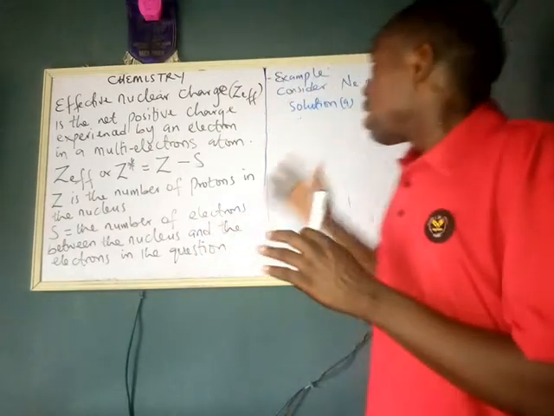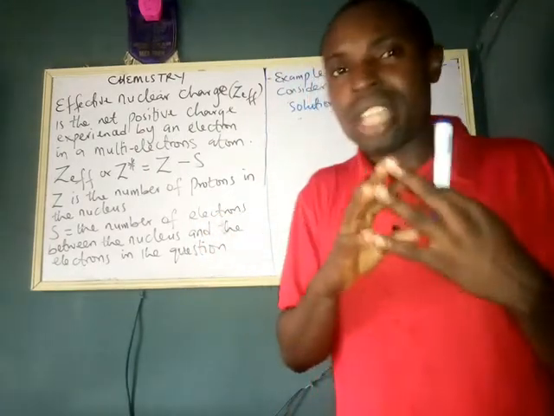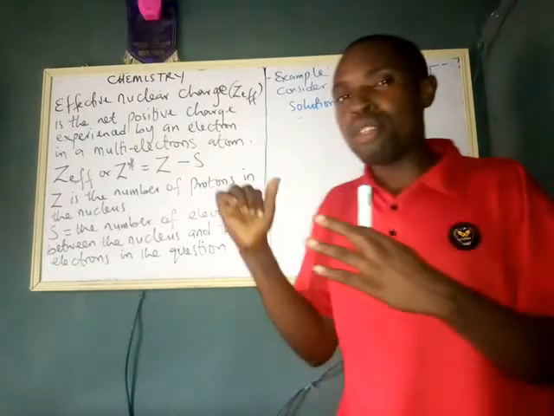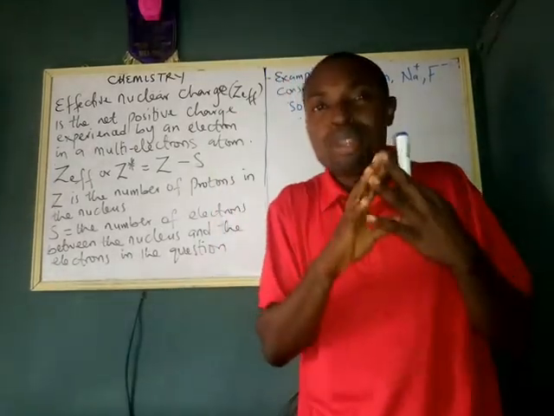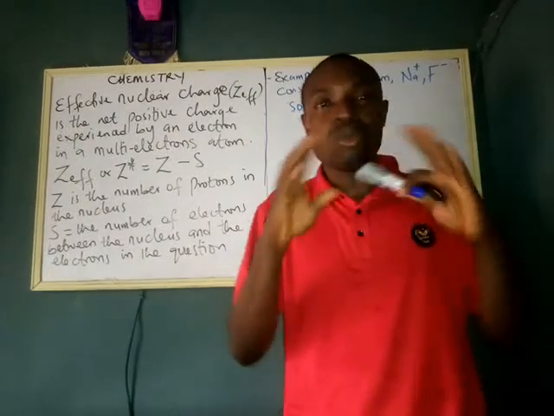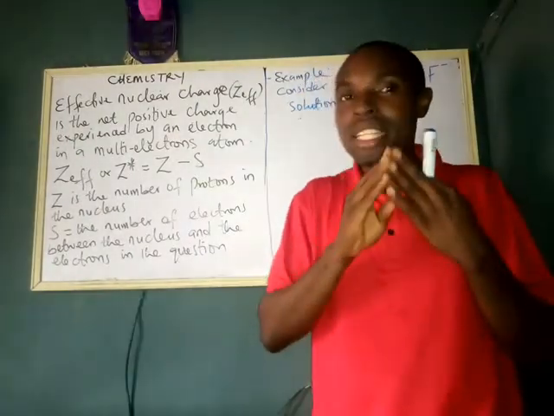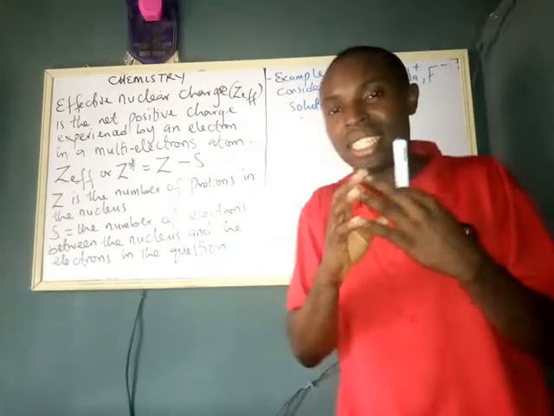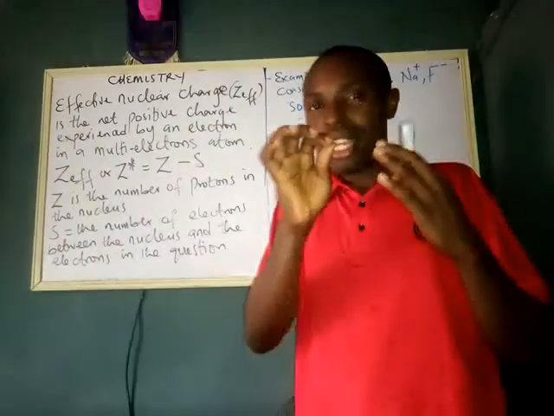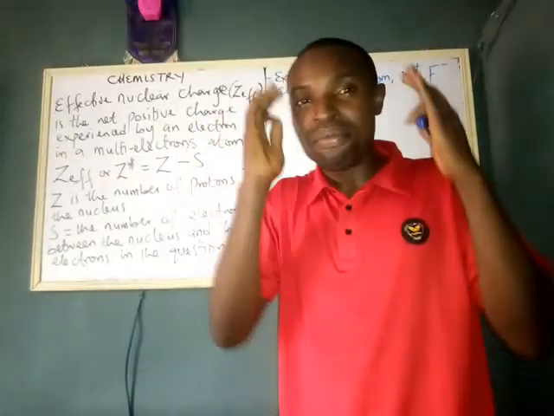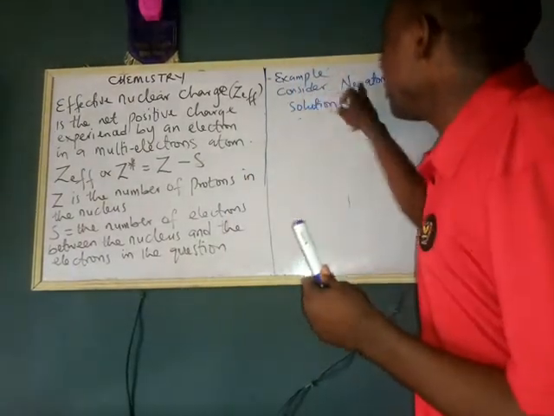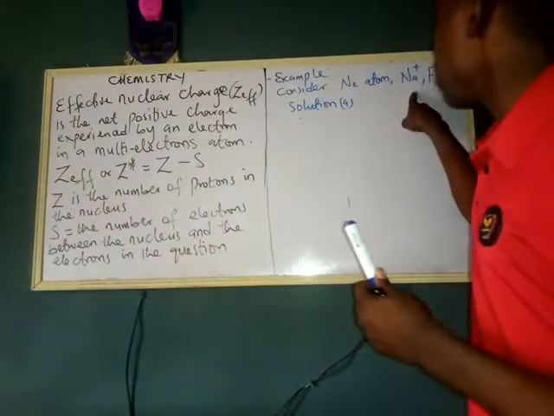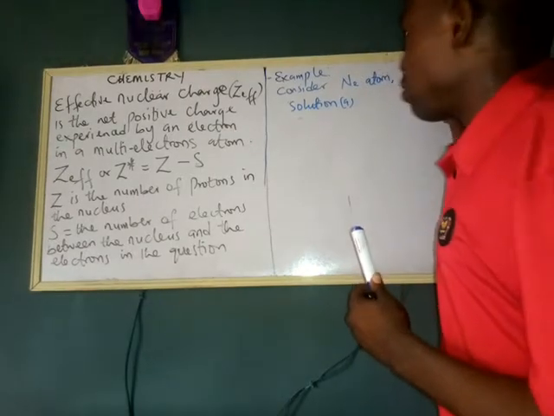Now, we are going to be solving some questions here, because this aspect of chemistry has posed a great problem to many students around the world. So I'll be taking my time to explain them. So you just relax and get the trick in it. It is very, very simple. Now, the question says here, consider neon atom, sodium ion, fluoride ion.